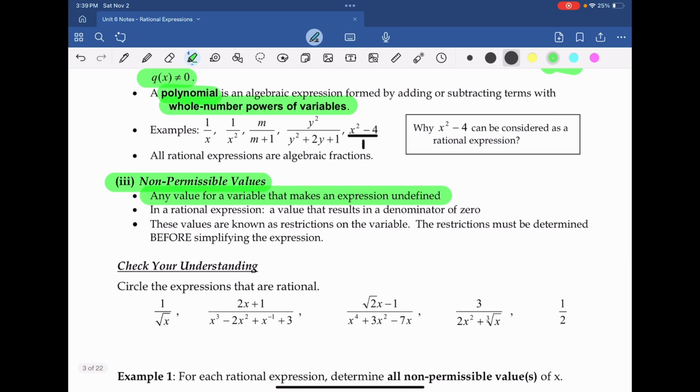The other important thing we need to note, and we really want to highlight, is that the values which are determined to be the NPVs must be established before we cancel any terms, because we can't cancel terms until we've established them, or else we're going to miss them and totally overlook them, and then we won't be accounting for restrictions that should be included on the variable.